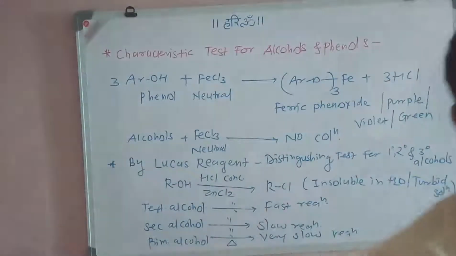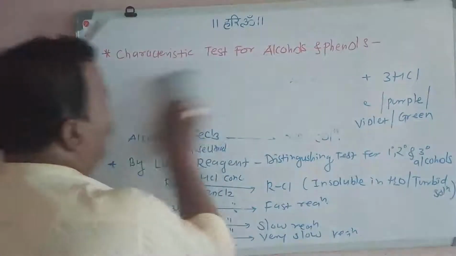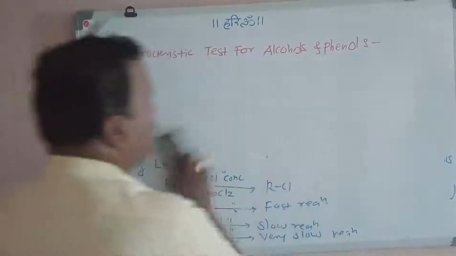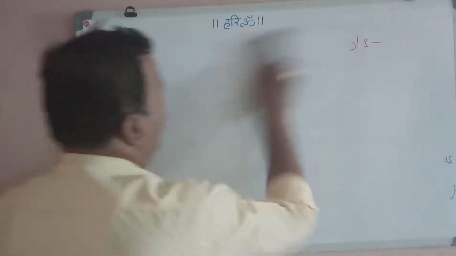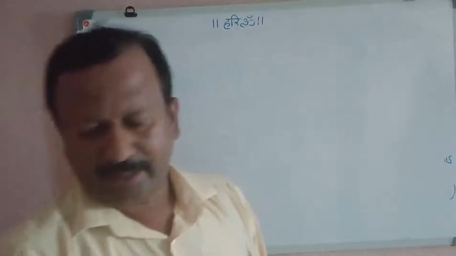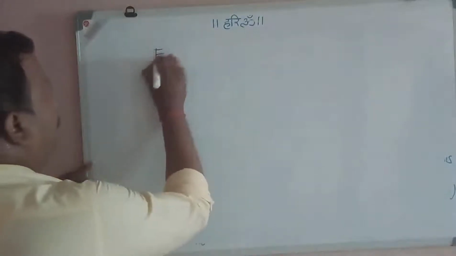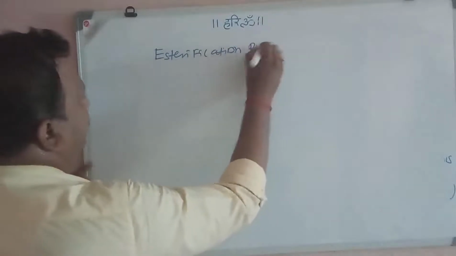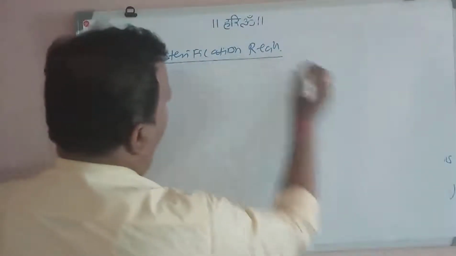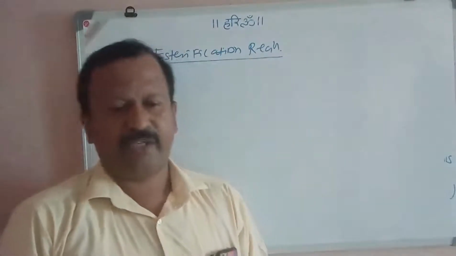Now we will see the next reaction, that is the esterification reaction. That is the reactions of alcohol. First reaction is esterification reaction. What is esterification? This word has come earlier. When alcohols react with carboxylic acids, the corresponding esters are formed, and the reaction is called esterification reaction. You may get a question: write a note on esterification reaction. In esterification, always carboxylic acids react with alcohol to form ester. The reaction is called esterification reaction.